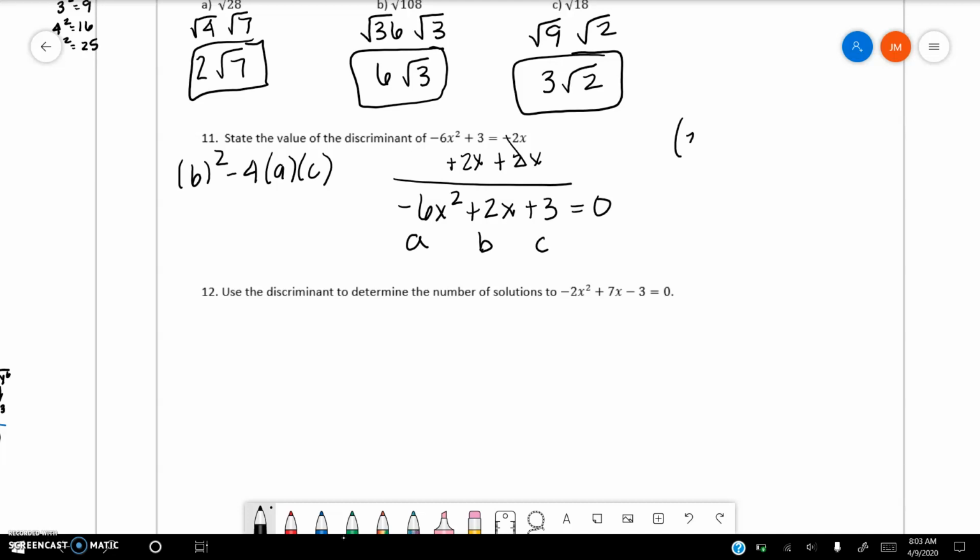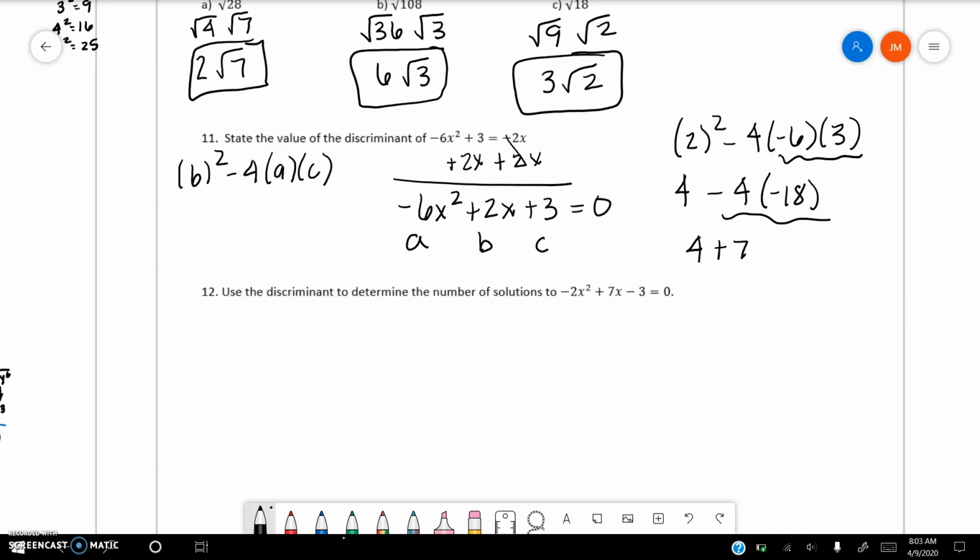So we have 2 squared minus 4 times negative 6 times 3. So this is going to be 4 minus 4 times negative 18. And then negative 4 times negative 18 gives us positive 72. So our discriminant is going to be 76. If it just asks for the discriminant, this is all you have to do.